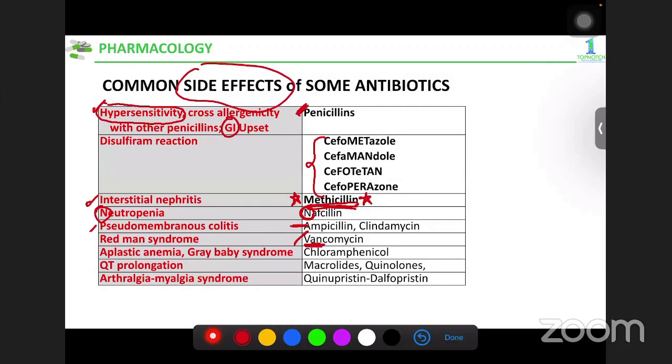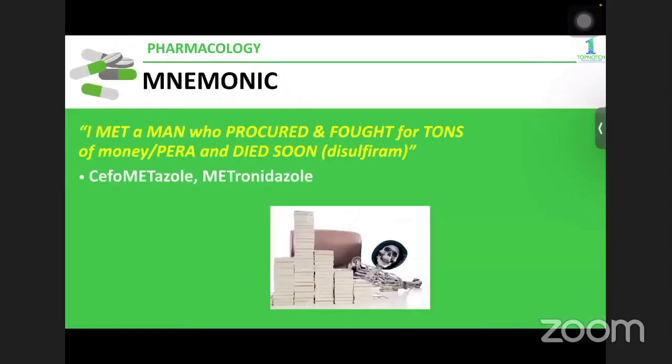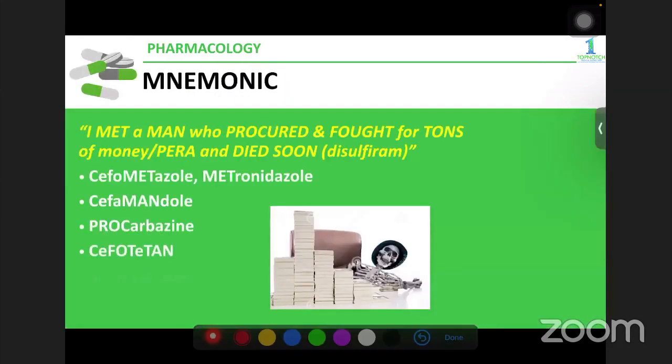So, vancomycin acts on your D-ala, doon siya nagbabind. So, dala-dala yung red band. Then, again, grey baby, di ba? Alam niyo na yun, aplastic anemia, sa chloramphenicol. For QT prolongation, marami, including your quinolones and macrolides. Then, lastly, your quinupristin, dalfopristin, tinandaan ko pareho silang magkadikit. So, quinupristin, tapos dalfopristin, this is the main cause, magkadikit din. Arthralgia, tsaka myalgia. Okay, so na-discuss na natin itong pneumonic.